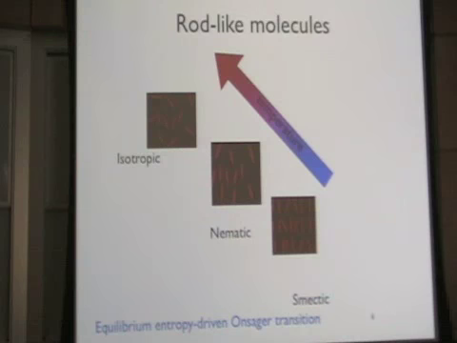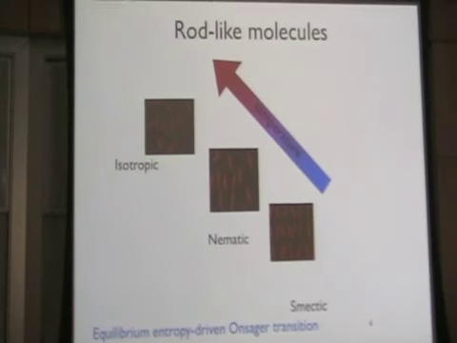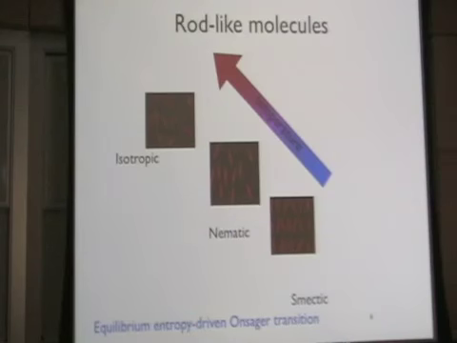And speaking of ordering, there is a very well-known Onsager type equilibrium entropy-driven transition. It's well known that at very low temperatures, the rod-like molecules form smectic crystals, and then as you increase the temperature, you lose positional order, but you still retain orientational order, and you form a nematic crystal, and then you have a transition to an isotropic state. So this is entropy-driven, and it's well understood, and so forth.